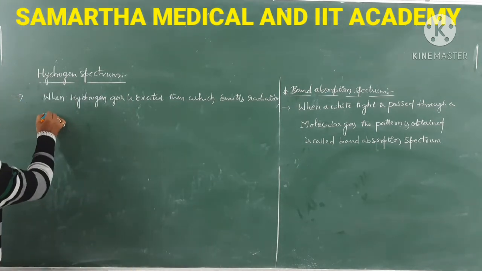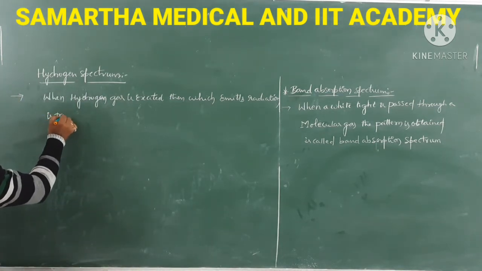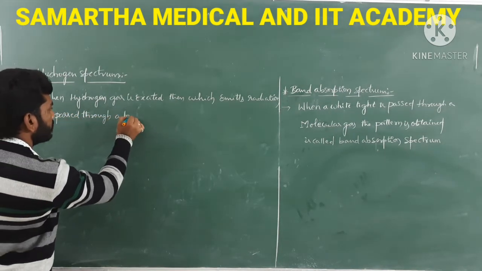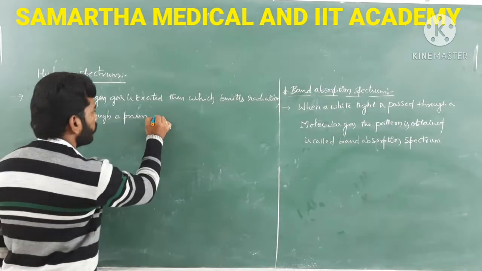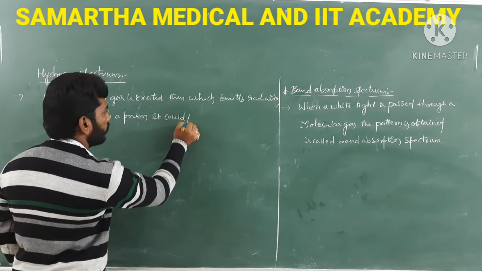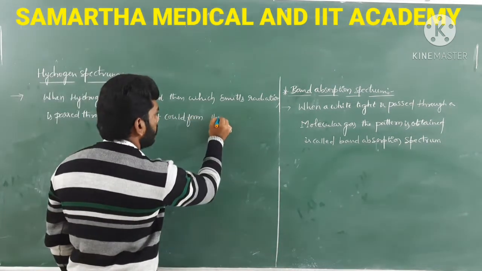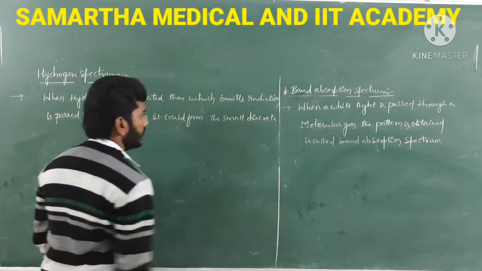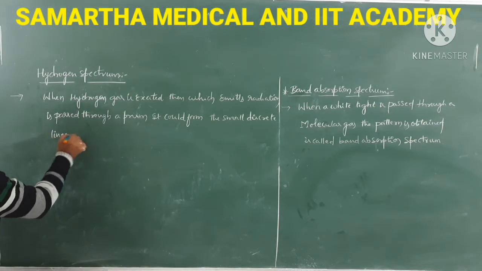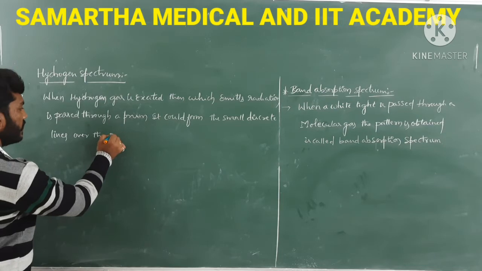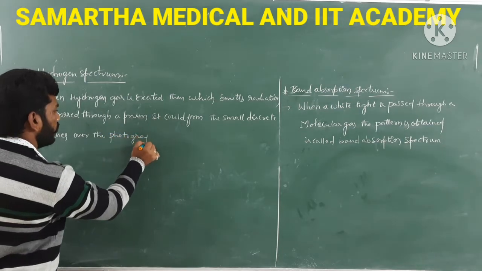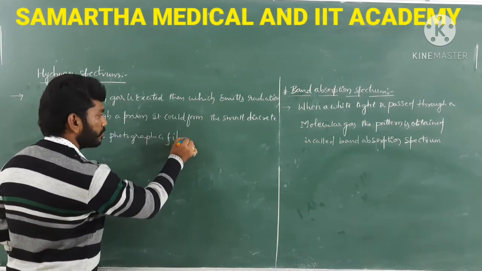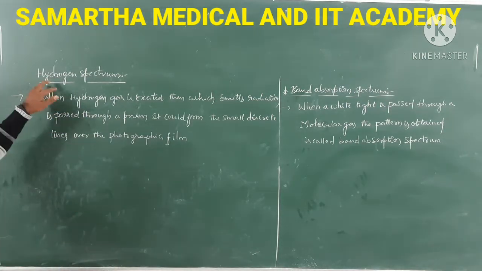it is passed through a prism, and it could form small discrete lines over the photographic plate or photographic film or screen. That we can call the hydrogen spectrum.